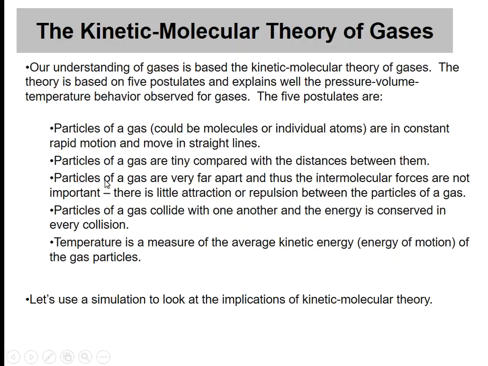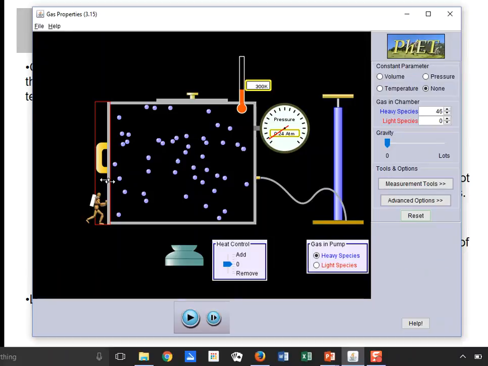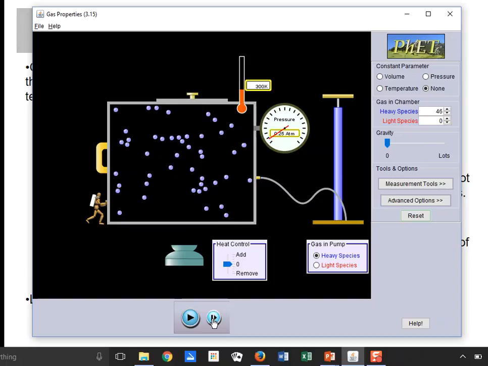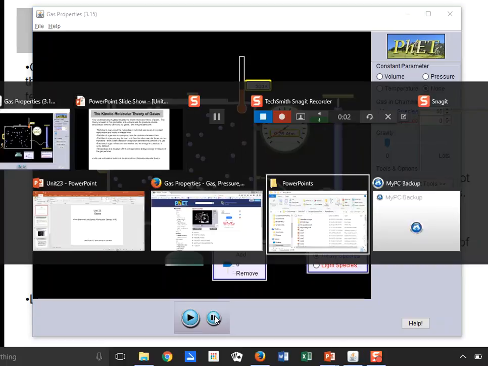Third one, particles of gas are very far apart, and thus the intermolecular forces are not important. Well, think of it in these terms: as these go around the container, if the intermolecular forces are important, then when two molecules like these two right here get close together, you'd expect them to change their path. They'd be drawn to each other or repulsed from each other, but instead they just go straight in until they collide and then they bounce straight back off. So there's no intermolecular forces to speak of here. These particles don't know the other ones are there unless they actually hit it in the process of flying around the container.